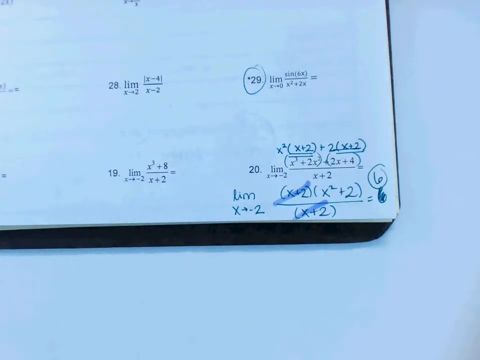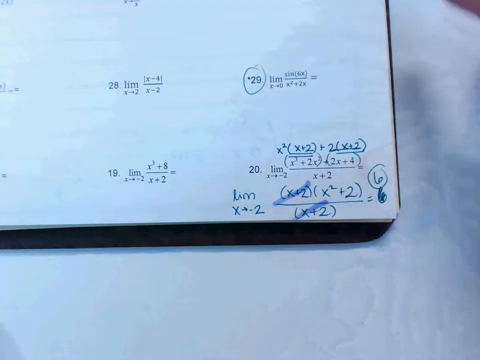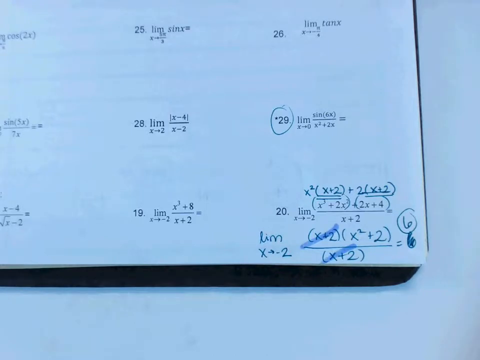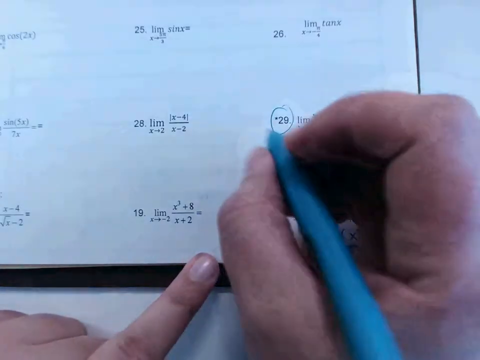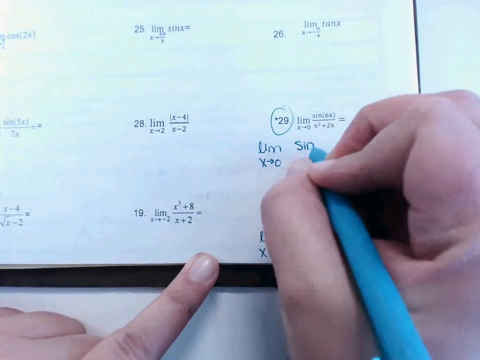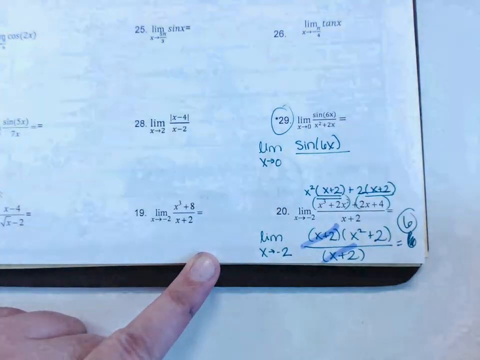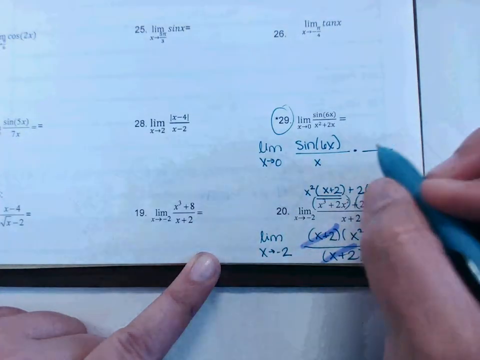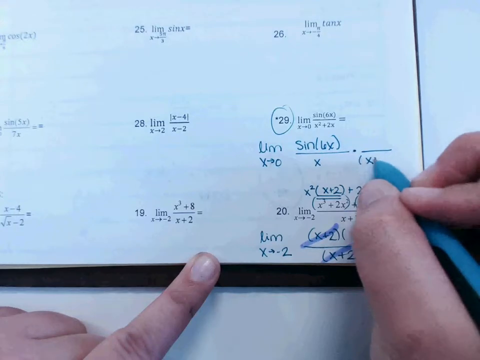Yep. Okay, let's go up to number 29, right above it. That could be DNE, because if I plug in 0, I get 0 on the bottom. It also could be special. So what can I take out of the bottom to make it look special? Okay, so I'm going to have the limit as x approaches 0 of sine 6x over, what does the bottom have in common? X. An x. Now, write it like this. What's left over? 6 over x plus 2.